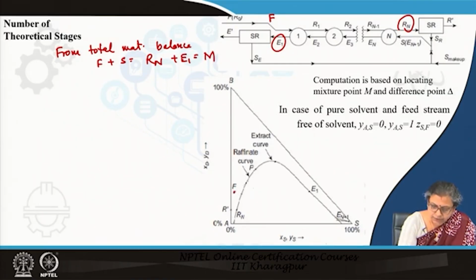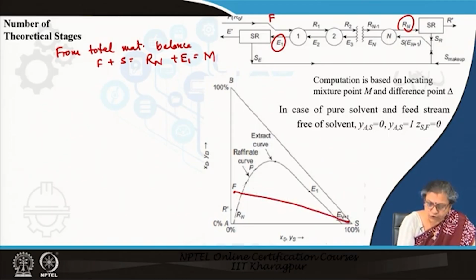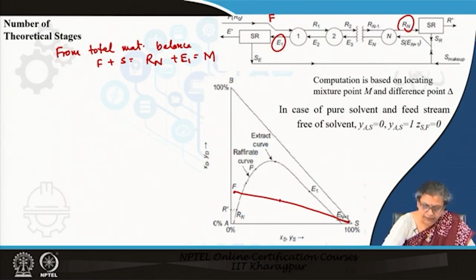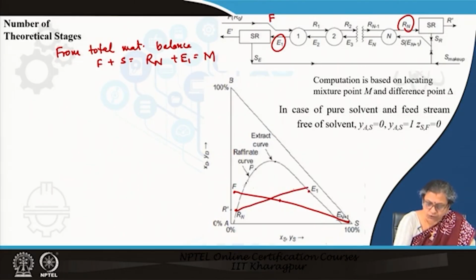It means that suppose my F is here and suppose my En plus 1 is here. If I join them, then M is going to be a point, and on that point we will also mark the intersection with the final raffinate composition. Say the final raffinate composition is somewhere here, and suppose the E1 is here. Then if I join the two, M is going to mark the point of intersection between FS and Rn E1, right.